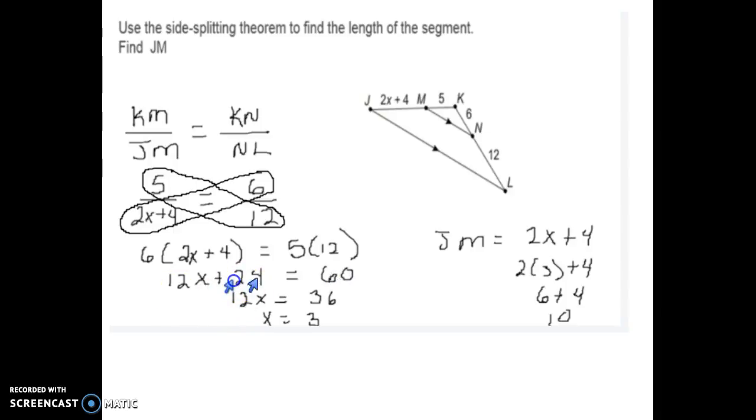I'm going to subtract 24 from both sides. That gives me 36. Divide both sides by 12. And x is equal to 3. But they didn't ask you for x, right? They asked you for JM.